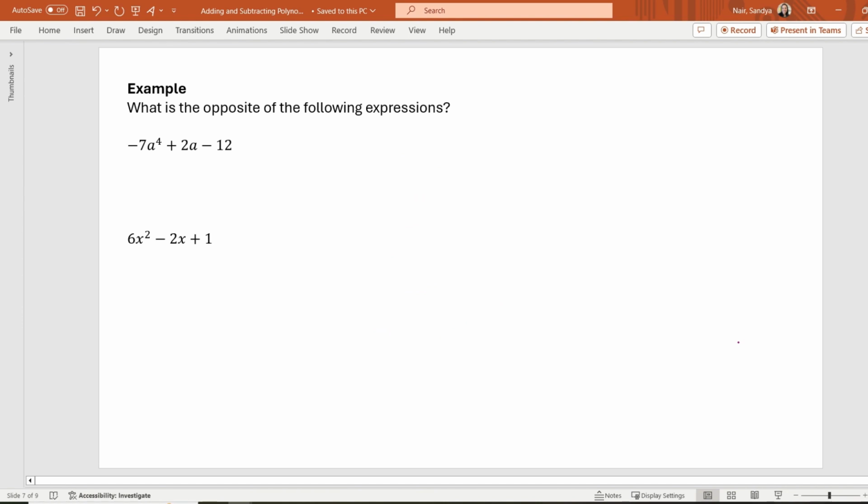So now let's try finding the opposite of these expressions. So remember, the opposite is what we're doing whenever we're doing that subtraction, and we're switching every sign in the second polynomial. So that basically means every negative becomes a positive and every positive becomes a negative. So this is going to become now 7a to the 4th minus 2a plus 12. If we're switching the signs on 6x squared minus 2x plus 1, it'll now become negative 6x squared plus 2x and then minus 1.